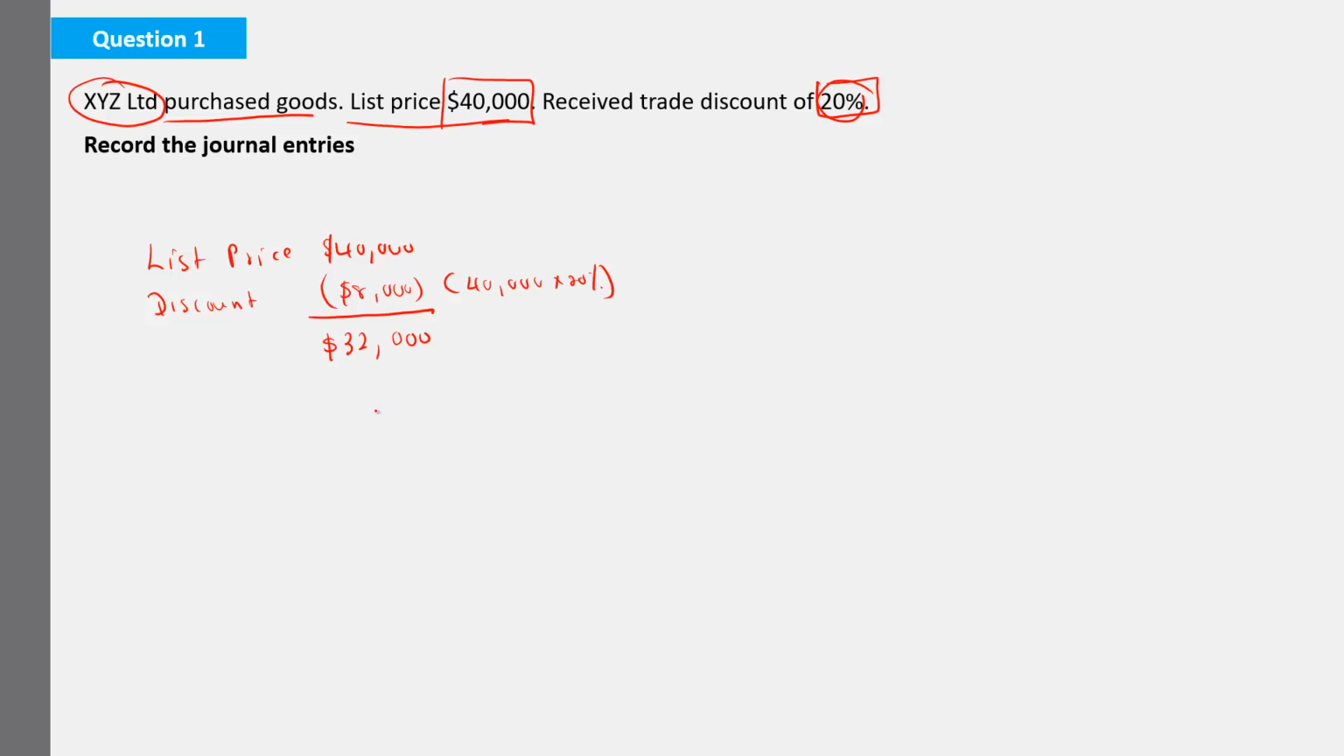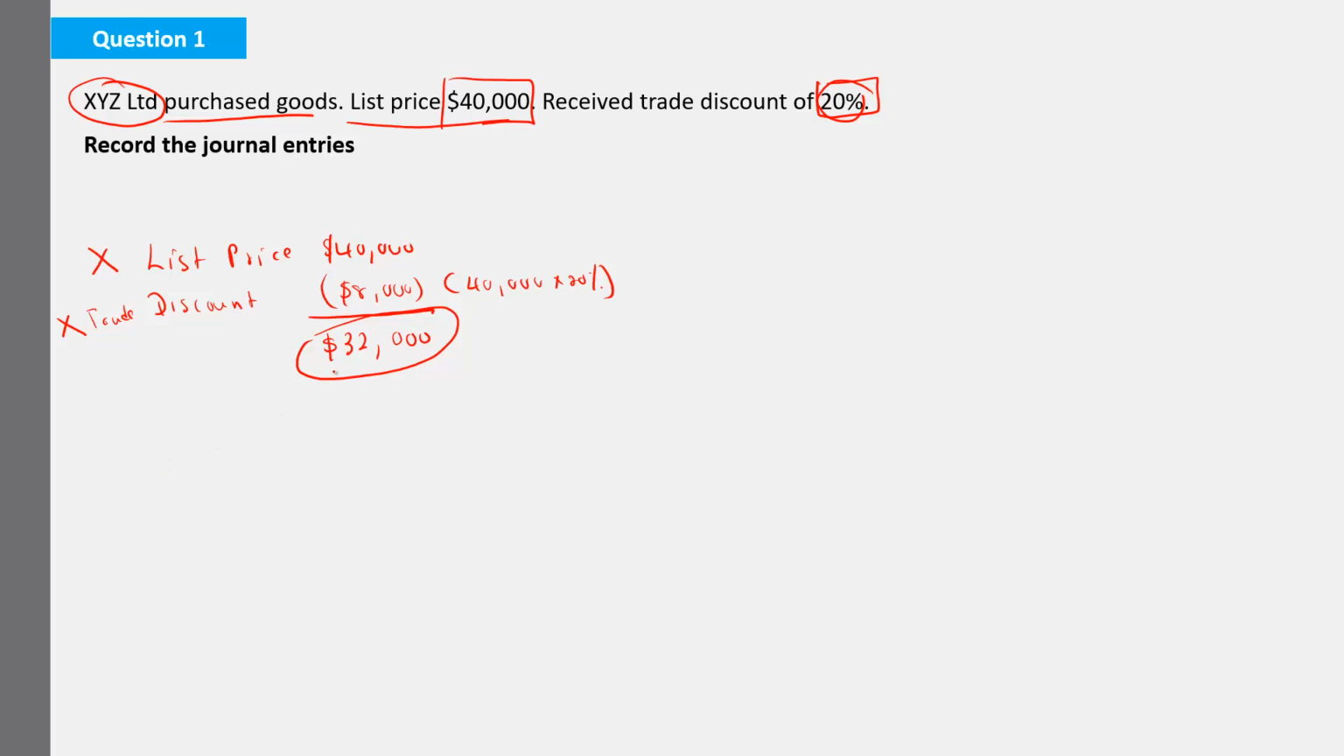So when it comes to the journal entries, what you have to remember, in our accounts we will be recording only this 32,000. The list price will not be recorded, and this trade discount also will not be recorded. What we will be recording from the list price, once you deduct your trade discount, the value that you are getting, that value only we will be recording in our account. So keep in your mind, when it comes to the trade discount, amounts are never recorded in the accounts.